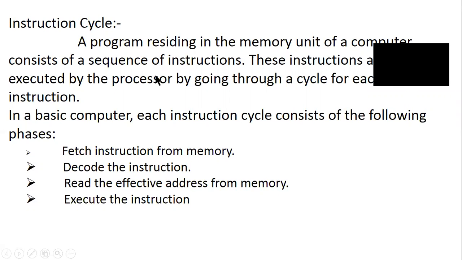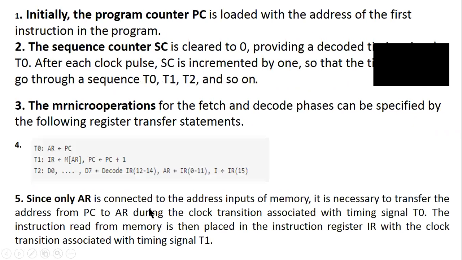A program residing in the memory unit of computer consists of a sequence of instructions. Those instructions are executed by the processor by going through a cycle for each instruction. In the basic computer, each instruction cycle consists of the following phases: fetch instruction from the memory, decode the instruction, read the effective address from the memory, execute the instruction.